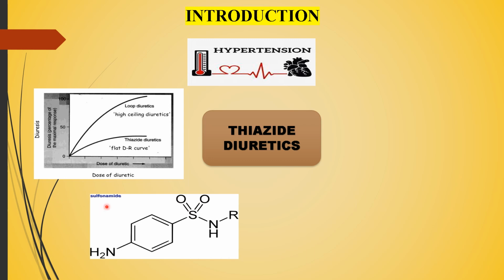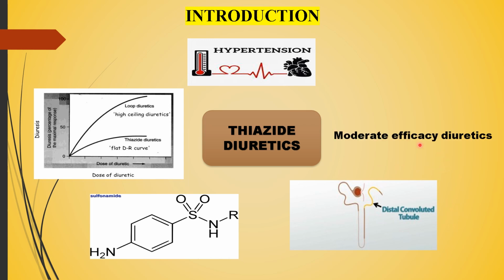Thiazide drugs are sulfonamide derivatives consisting of one benzene ring, one sulfur atom and two double bonds to oxygen atoms. For all thiazide diuretics, the main site of action is the distal convoluted tubule of the nephron. These are moderate efficacy diuretics because more than 90% of the sodium and chloride ions are already reabsorbed in the PCT of the nephron. They are used for the treatment of mild to moderate edemas.